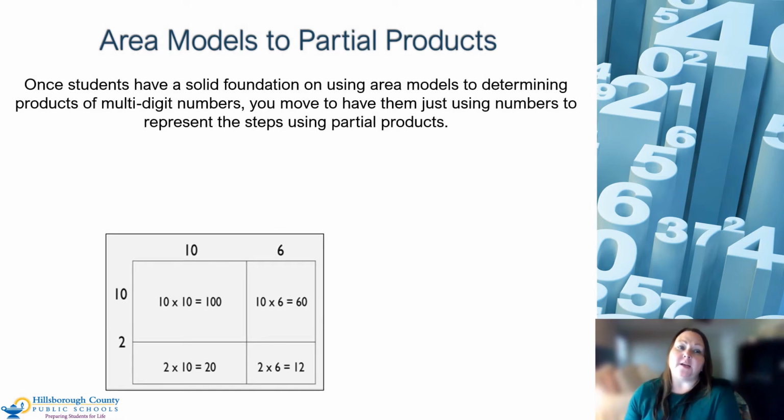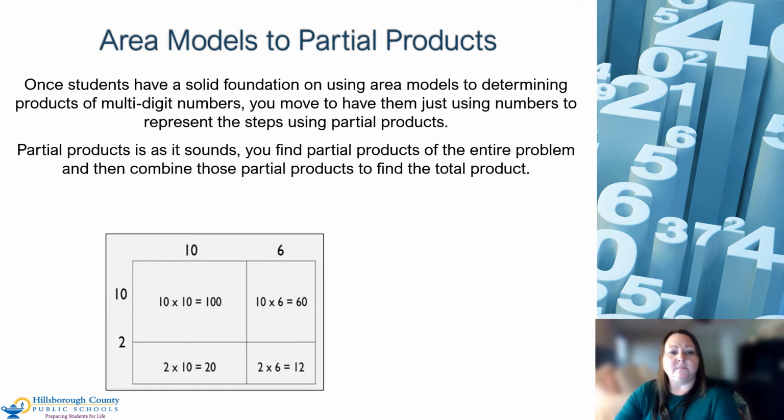So continuing with strategies based on place value and understanding of partial products and area models and ultimately multiplication. Once they have that solid foundation on using those area models, and even those open area models we sometimes call it, to determine the products of multi-digit numbers, you can move to having them just use the numbers themselves using partial products. So once again, you would start with the array, and partial products are as it sounds. You find the partial products of the entire problem and then combine them at the end.